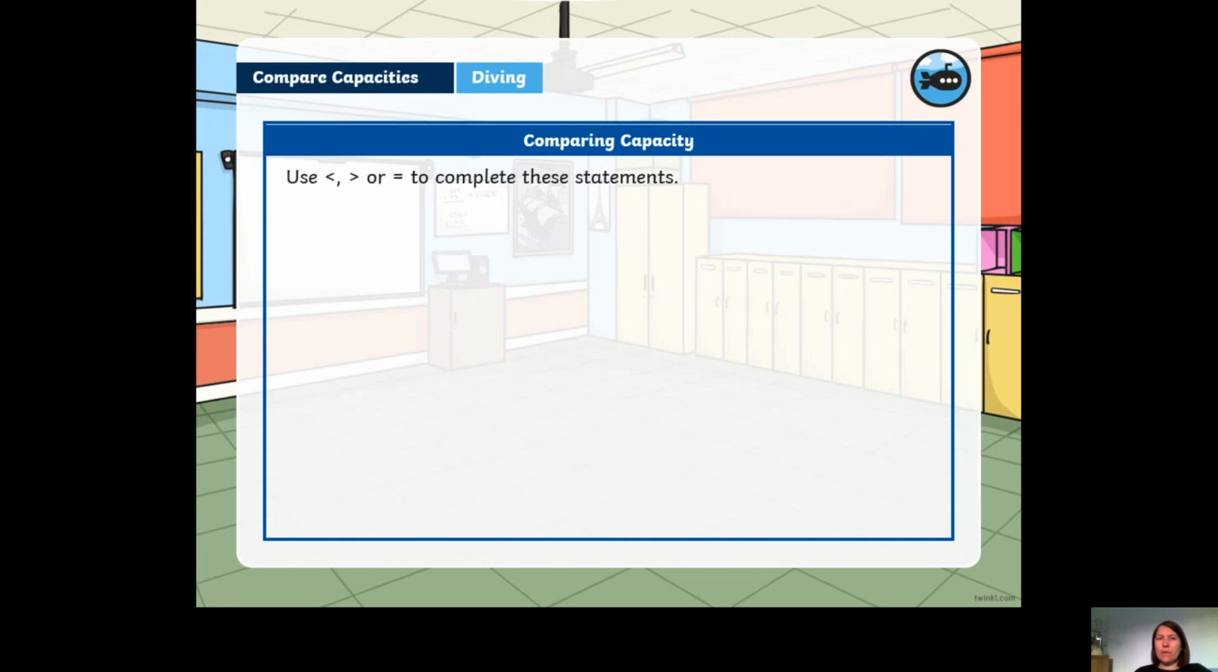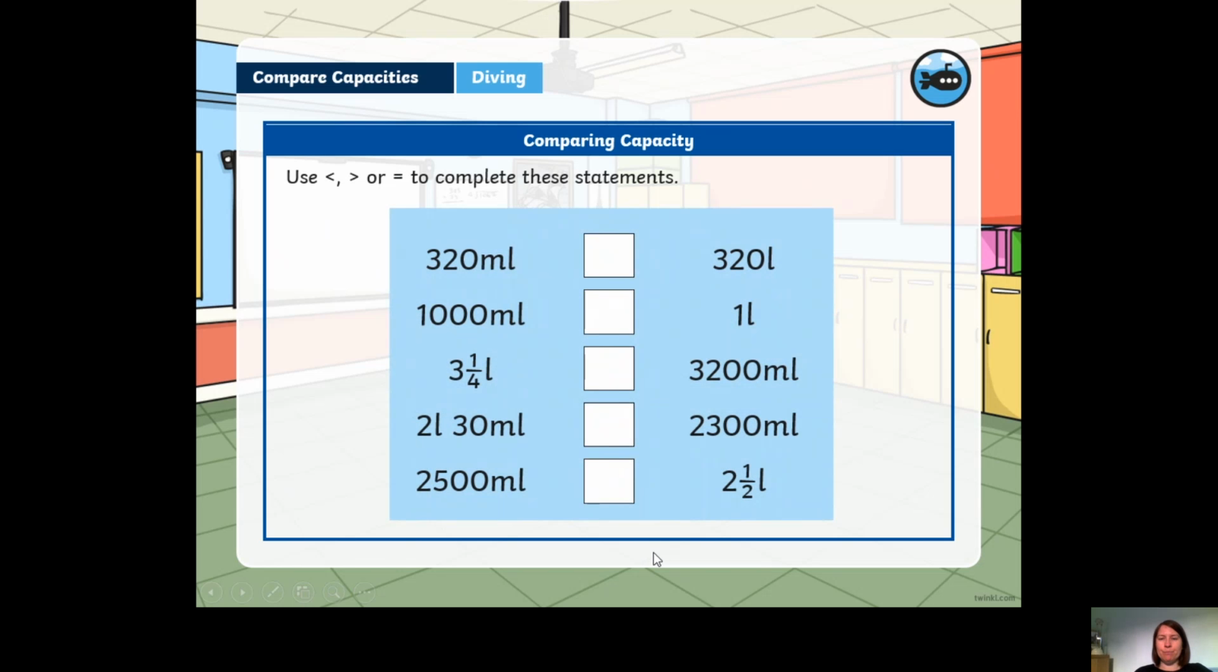Okay, so again, we're still in the diving section here. We're going to be using our symbols again, greater than, less than, or equal to, to complete these statements. A few more of them this time. Again, it's really important that we look at the unit of measurement and remember which one is bigger. And here, just like we did before, you need to really be thinking about what that means.